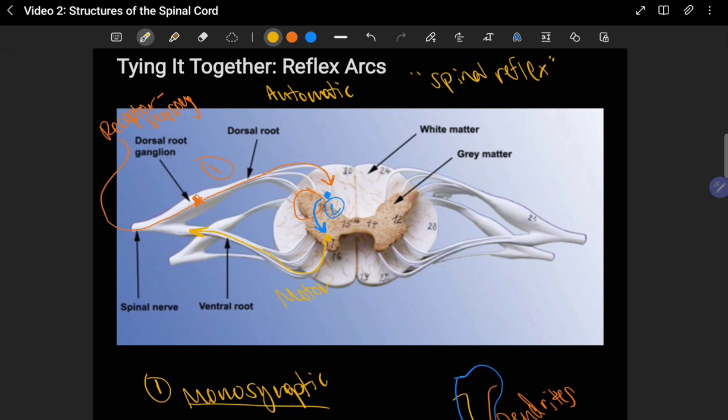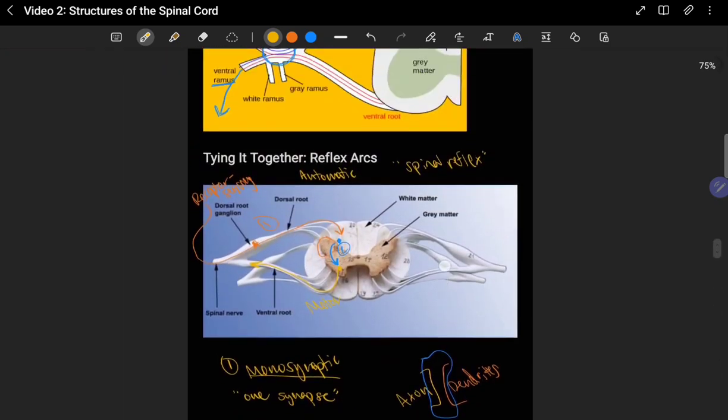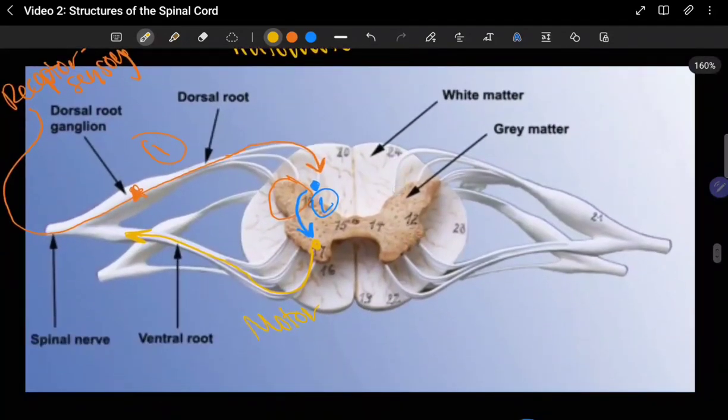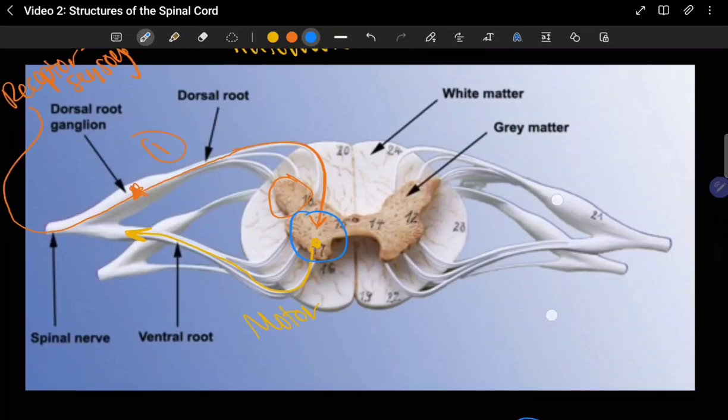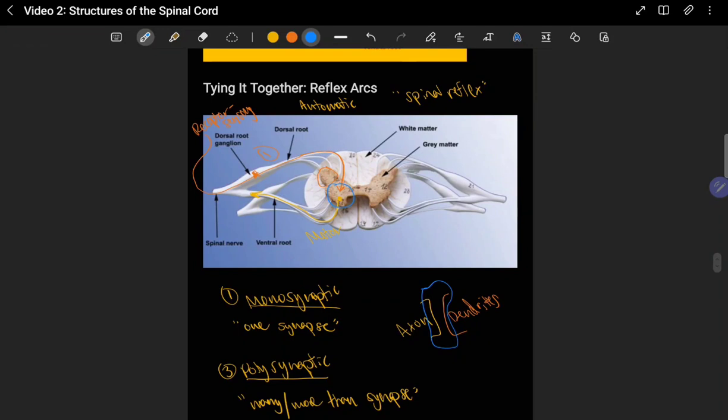Monosynaptic is simpler. So all we have to do is take out this connecting piece, the interneuron. So in the case of a monosynaptic reflex, it's just one synapse, one connecting point here, because we only have the sensory information going through one neuron and then the motor information leaving with another one. Okay, so hopefully that has helped to make reflex arcs a little simpler.